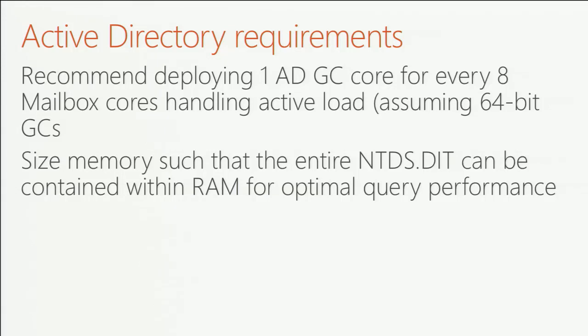So we recommend having one global catalog core for every 8 mailbox cores. And we continue to recommend sizing RAM on those GCs so that it's large enough to essentially store the entire DIT, or cache the entire DIT in memory. We get much better query performance that way. So that continues forward.